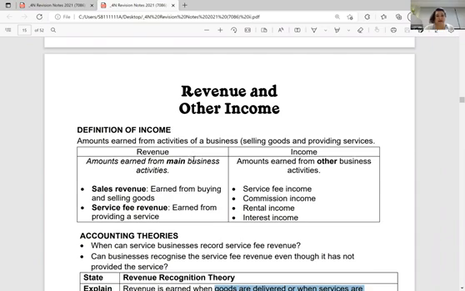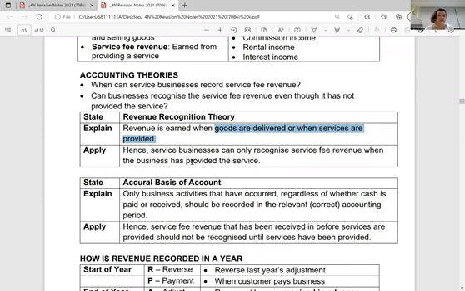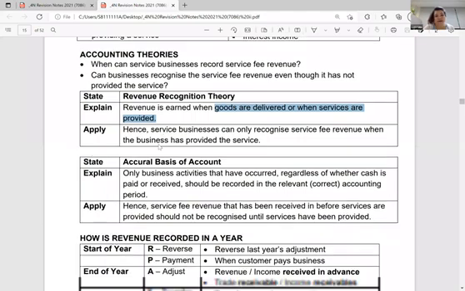So basically, we have to understand, when we record, what the accounting theories related to income are. The first accounting theory is the revenue recognition theory. You can only consider to have earned the income when you have delivered the goods or performed the services. If you have not delivered the goods and you have not performed the service, then you have not earned the income. The second accounting theory is accrual basis of accounting.